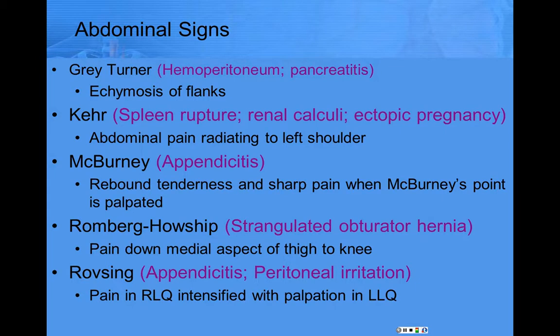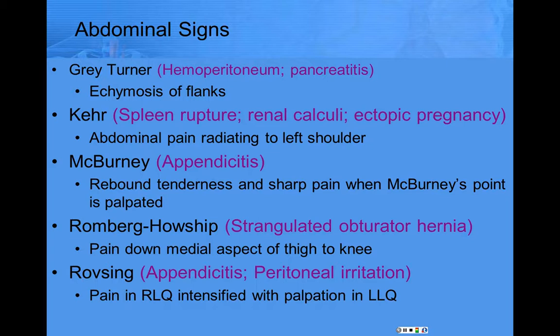Kehr sign, which can be an indication of spleen rupture, renal stones, or ectopic pregnancy, is abdominal pain that radiates up into the left shoulder. McBurney sign, which is classic appendicitis, is rebound tenderness and sharp pain when McBurney's point is palpated. Rovsing... Romberg-Howship is specific for strangulated obturator hernia, which is pain down the medial aspect of the thigh to the knee.